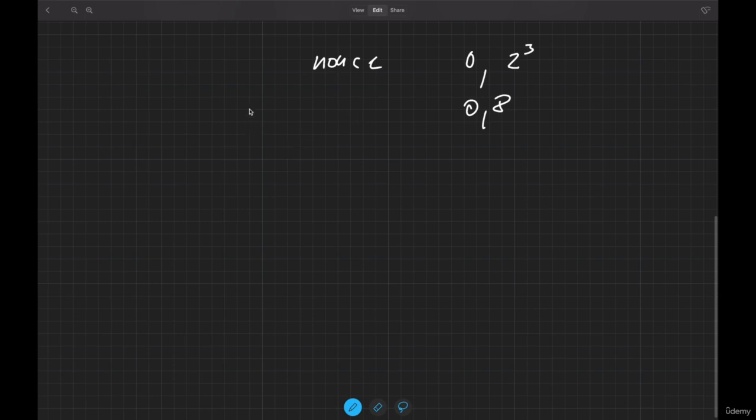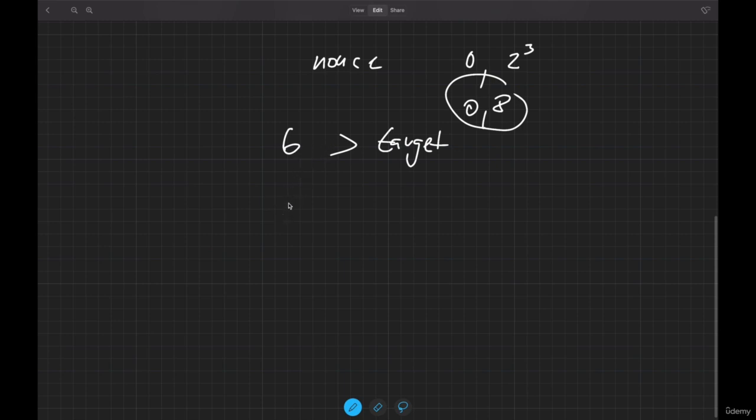First, we will choose the nonce randomly from this interval. Let's say we start with the number 6. We'll take the 6 and verify if it's bigger than some target. That target is not important right now. I just want to show you the incrementation part. Let's say the 6 is not bigger than the target.